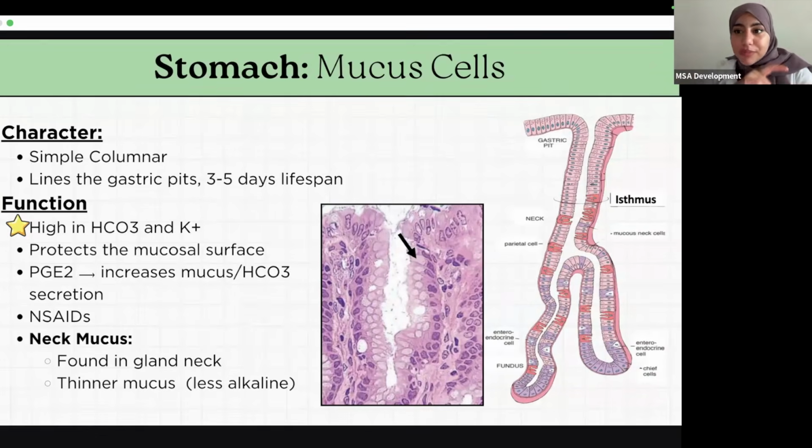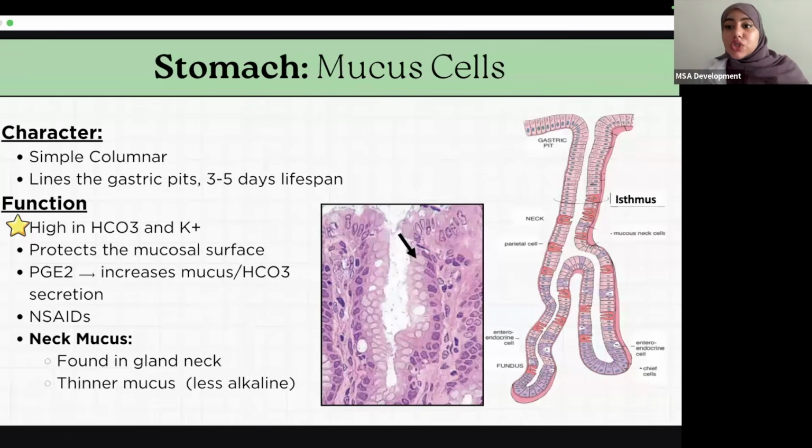But okay, and the clinical link here is that NSAIDs, which stand for non-steroidal anti-inflammatory drugs, you take them and all they do is they decrease the production of prostaglandin E2. And all this does is decrease the mucosal layer and you're more prone to bleeding, because without your mucus and without your bicarb, you're going to bleed. How else is the stomach supposed to protect itself?